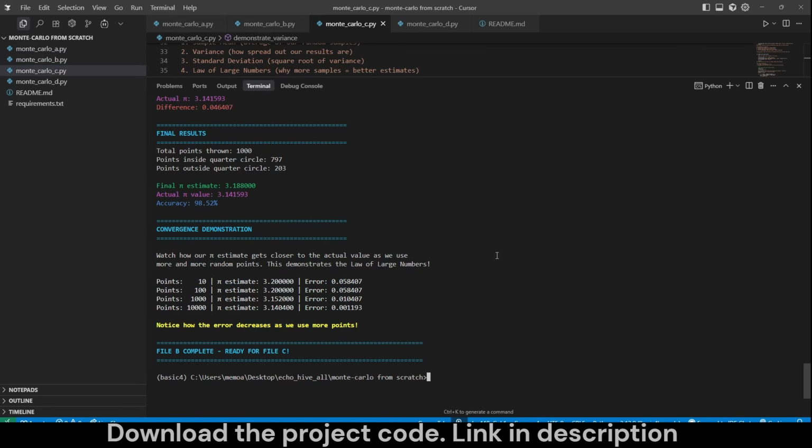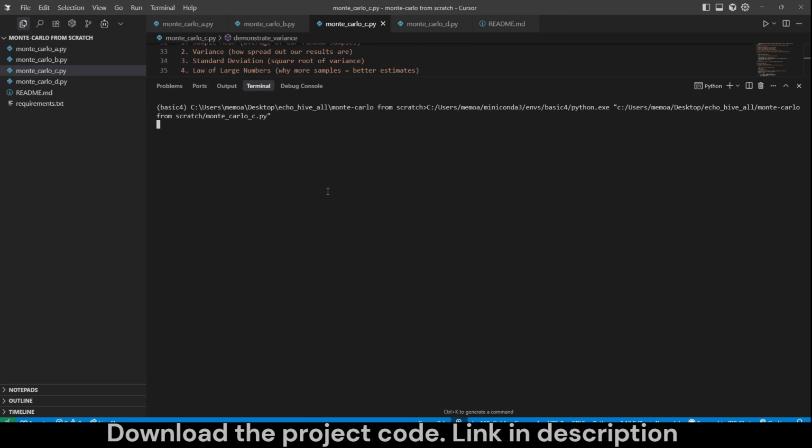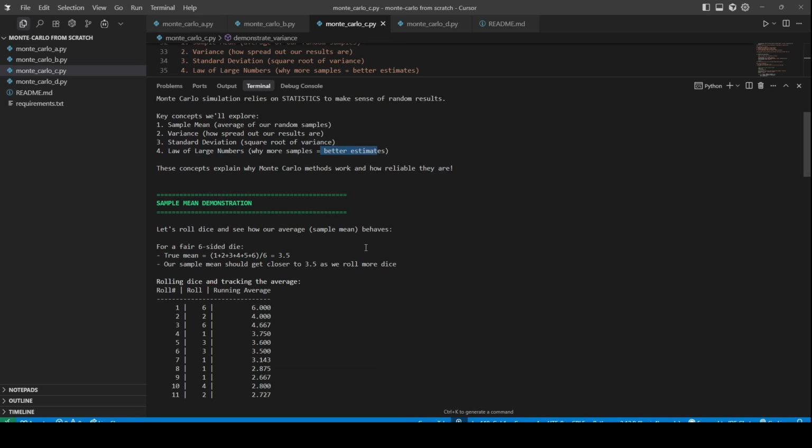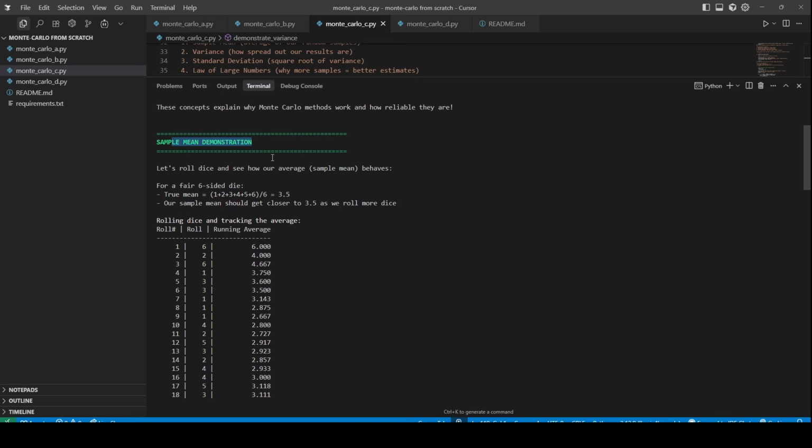Now let's take a look at our next example, which is the law of large numbers. This is why statistics matter in Monte Carlo, because Monte Carlo simulation relies on statistics to make sense of random results. The key concepts are sample mean, which is the average of the random samples that were generated; variance, how spread out our results are, like how much some of the results vary from the mean or the average; the standard deviation, which is just the square root of variance; and the law of large numbers, which means more samples give better estimates.